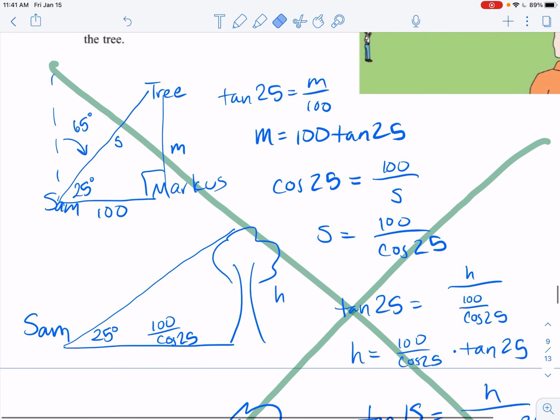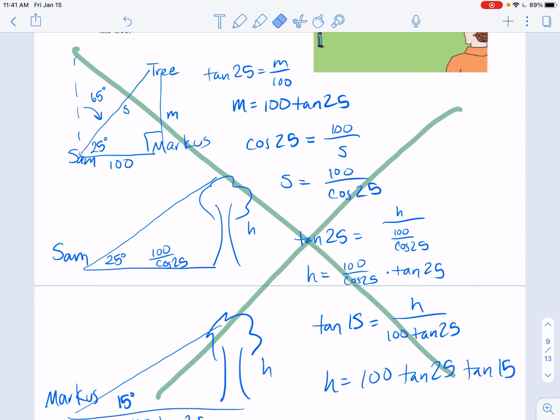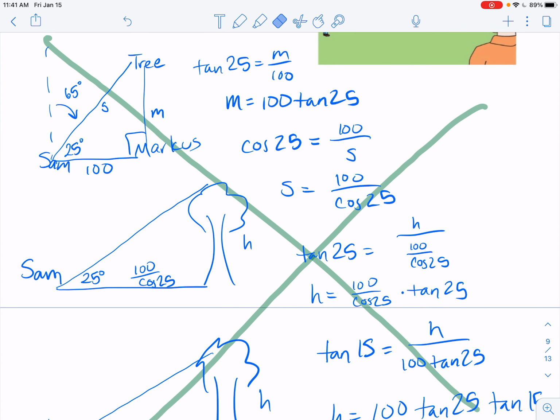Okay, so what I thought was, oh, they make a right triangle. When you look down from the top, you can see the tree, you can see Sam, you can see Marcus, and they make a nice little right triangle. And so I did all this lovely work where I found the distance. I called this S, that was the distance from Sam to the tree. I called this M, that's the distance from Marcus to the tree. I set up ratios, everything looked good.